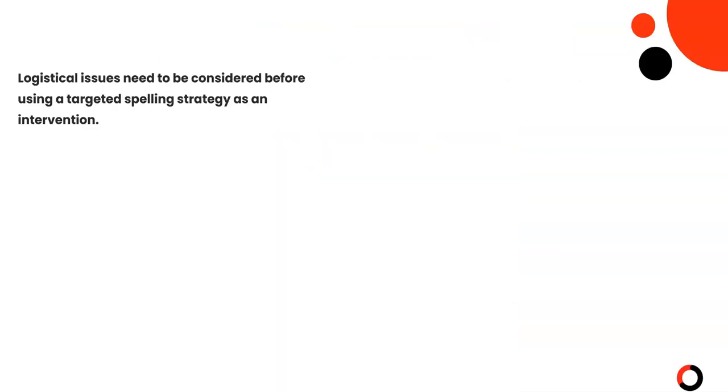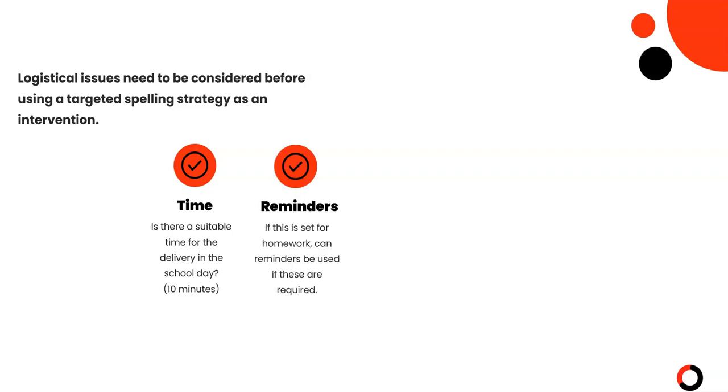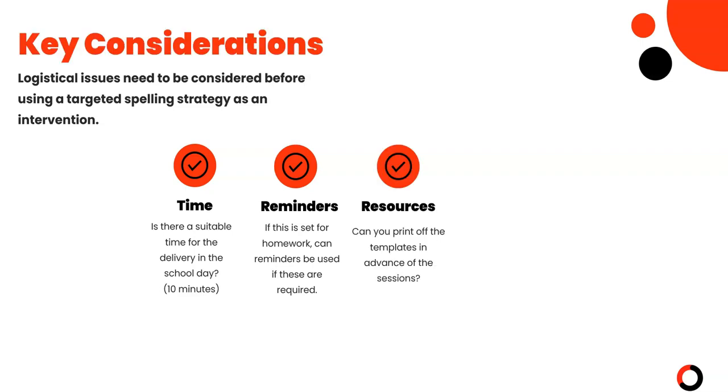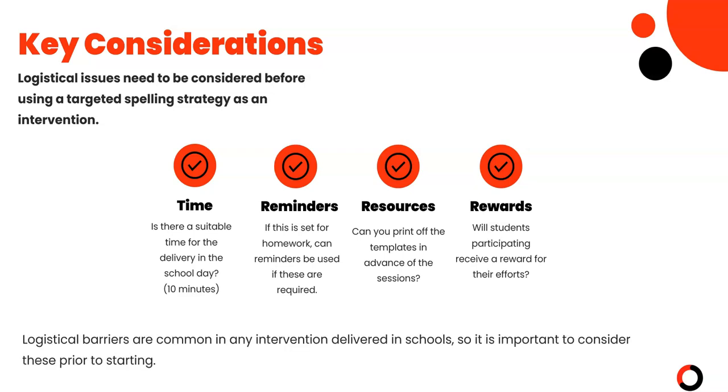Logistical issues need to be considered before using a targeted spelling strategy as an intervention. So time: is there a suitable time for the delivery in the school day. Reminders: if it's set for homework, can reminders be used. Resources: in case you need to print off the templates in advance of sessions. And then will you link this to any particular rewards? So logistical barriers are common in any intervention delivered in schools, so it's just important to consider these prior to starting.